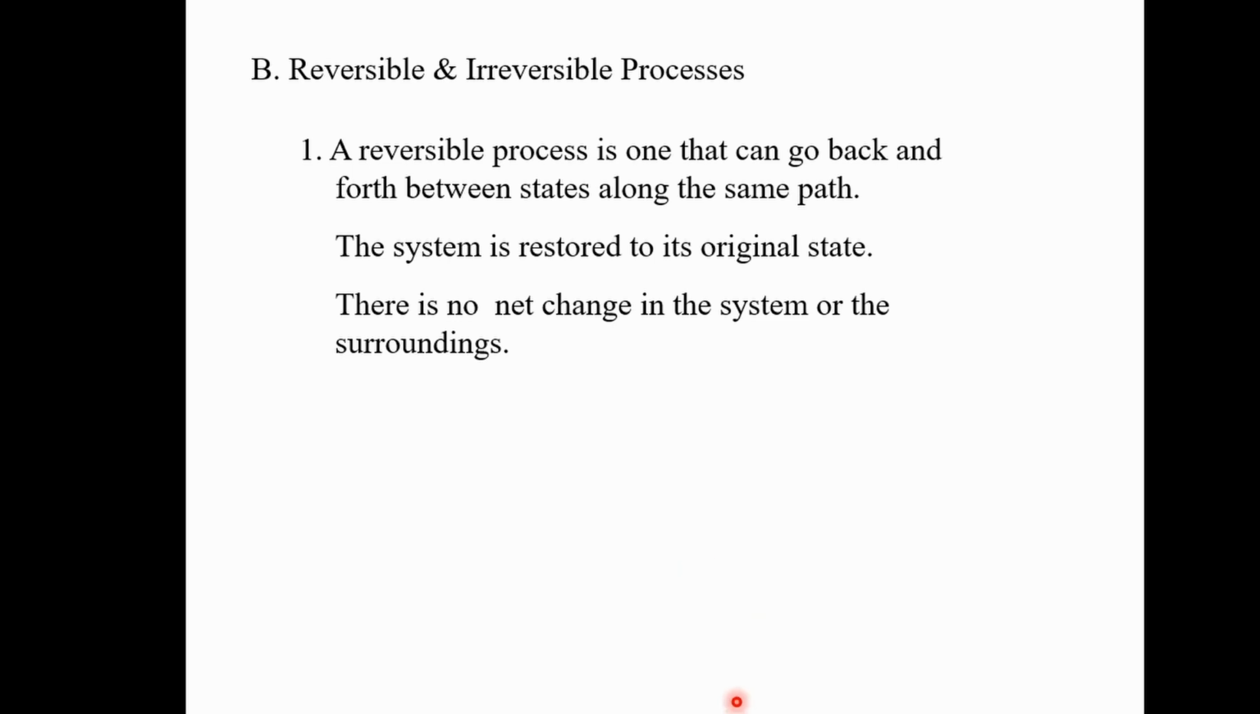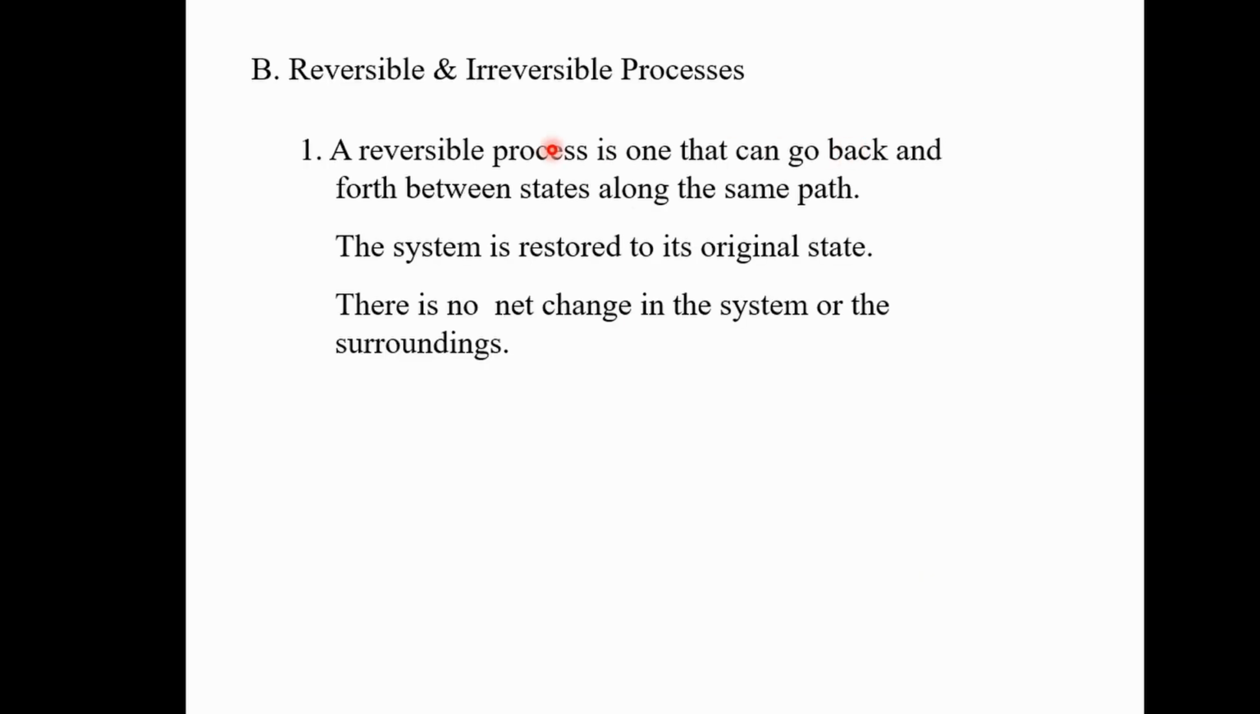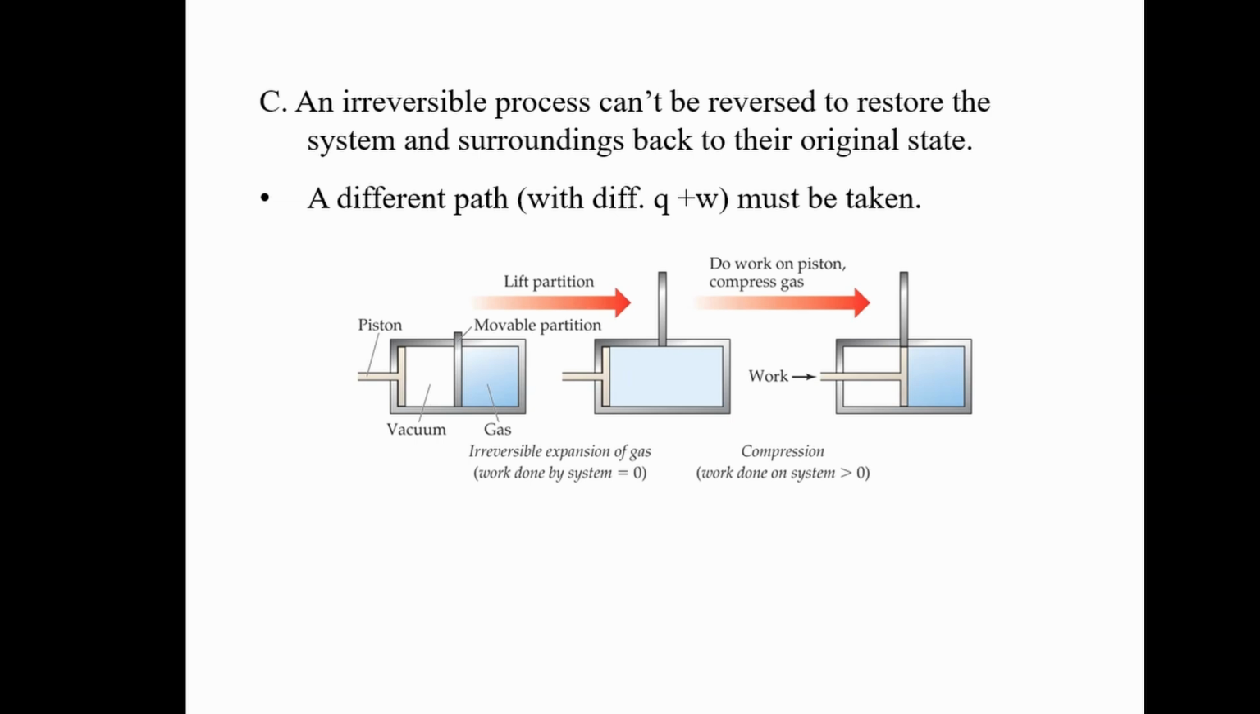So what's a good example of a reversible process? Well, now we're going to throw in temperature. That's why there's thermodynamics in this chapter. Processes that are spontaneous at one temperature may be non-spontaneous at other temperatures. Above 0 degrees Celsius, it's spontaneous for ice to melt. Below 0 degrees, it's spontaneous for water to freeze, or we say the reverse process is spontaneous. I need to add more bolded points to this slide. When we're right at 0 degrees, that's our reversible setup. When we're right at 0 degrees, we can go back and forth from solid to liquid. So this diagram looks just like the little gas analogy.